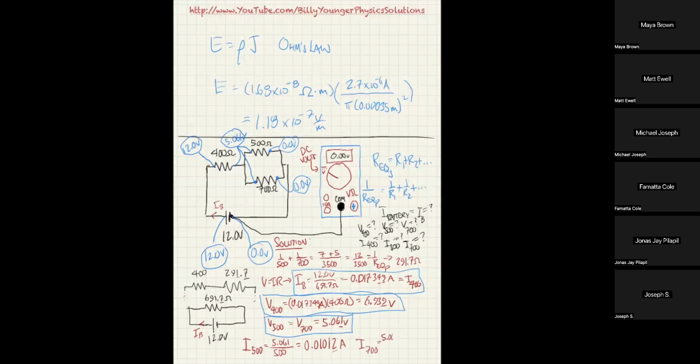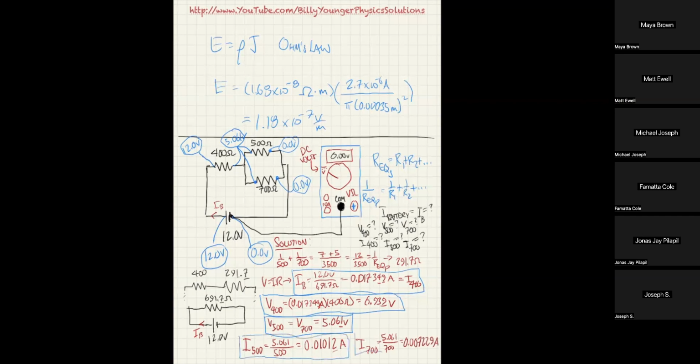It's 5.061 over 700. Divided by 700. And I got 0.00729 amps. So now I've actually figured out all the information about the circuit.